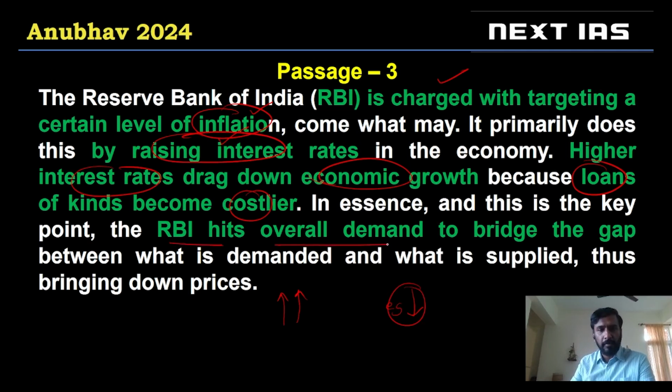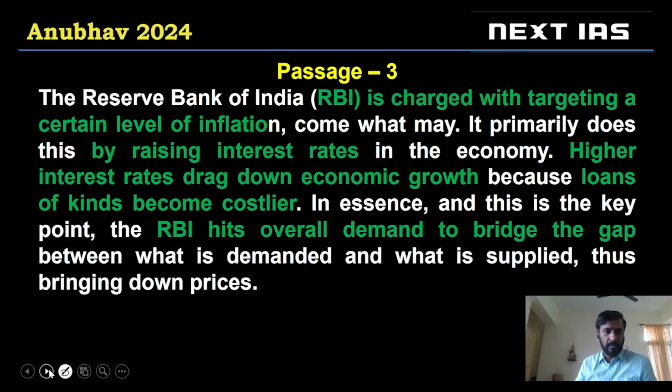RBI hits overall demand, मतलब everyone of us won't take loans, right? So overall demand is hit to bridge the gap. This is what you can expect in passages by UPSC about economics logic. It has been done many times in the past. Okay. This passage, however, is fairly simple. Let's see the question.